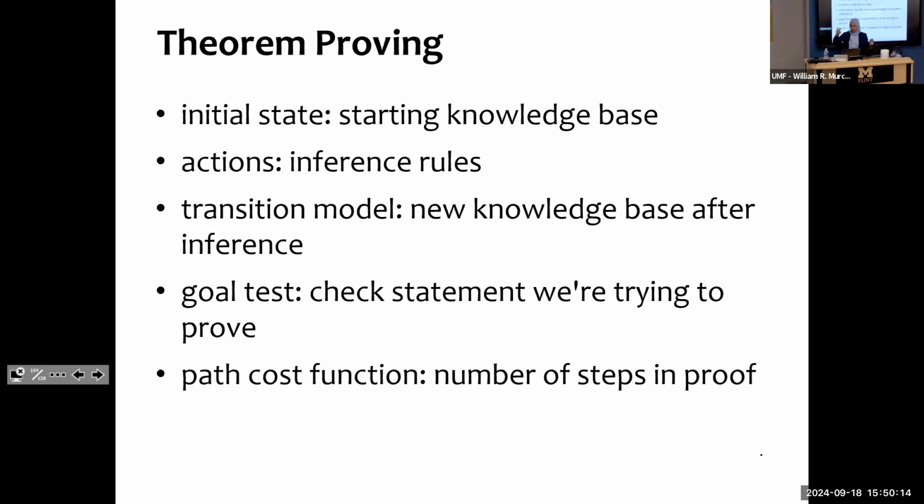Our goal test, which is our purpose, is to check the statement we are trying to prove. Each time we are at some point, we ask: is this the goal or not? Always keep that in mind. The path cost function evaluates the complexity of the problem, which we said is of the order of n. If I have a grid of 16 elements, the complexity is 16. So it's the number of steps in the proof. Each step costs me 1.